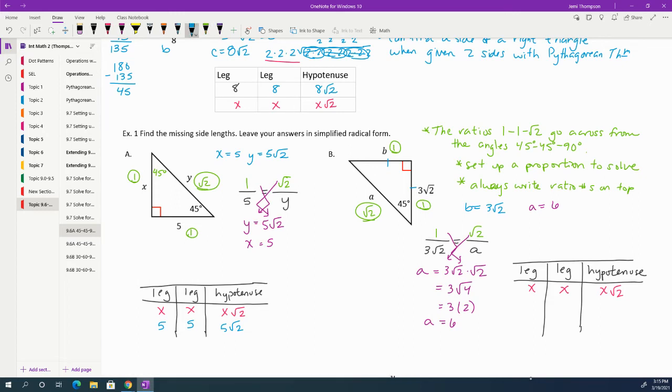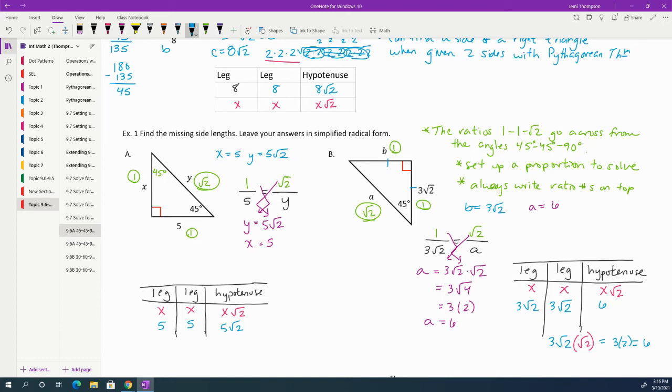Okay, and I was provided with one of the legs, which was 3 radical 2. So since both legs are x, both legs are the same thing, square root of 2. Then the hypotenuse, I have to multiply by square root of 2. So I have 3 radical 2 times square root of 2, which we already calculated, right? That's 3 times 2, which is 6.